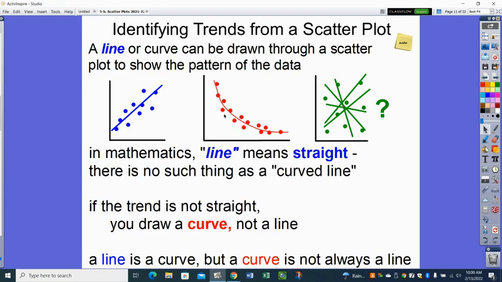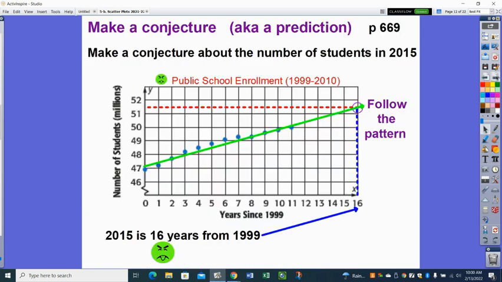off of a curve. You do that in algebra, but we will be talking about, in our next video, what we can do with this line as far as making predictions way off the graph. If your trend is not straight, you draw a curve, not a line. And weirdly in math, a line is considered to be under the heading of a curve, but a curve is not really under the heading of a line. Rarely do you see that.